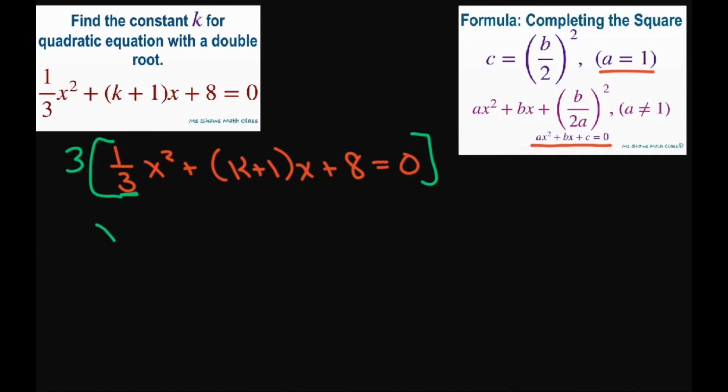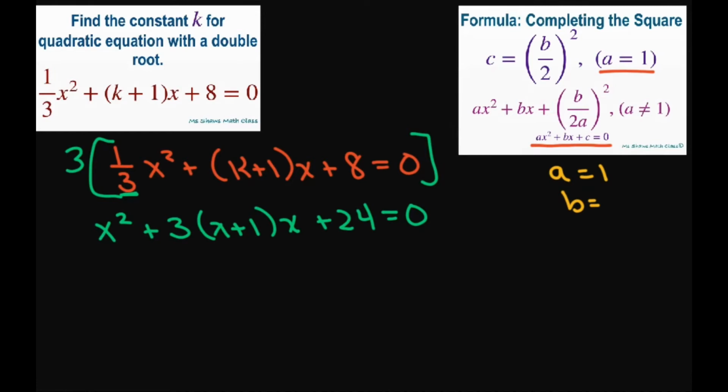So we're going to get x squared plus 3(k plus 1)x plus 24 equals 0. This gives me a equals 1 and b equals 3(k plus 1) and c equals 24. Now that my a is 1, I'm going to use this formula.